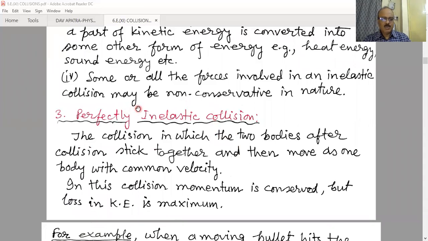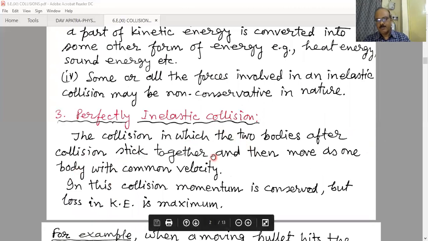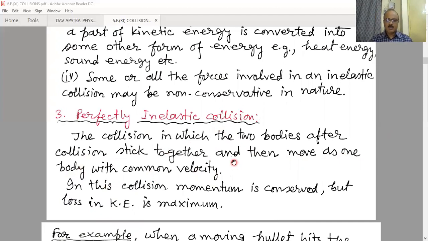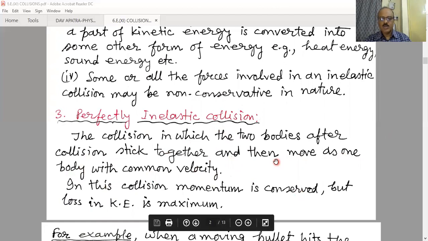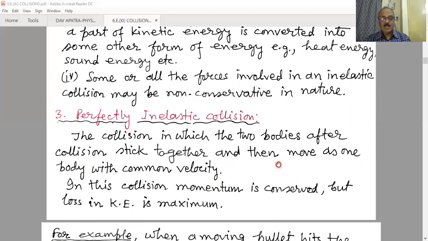Now another type of collision, which is also inelastic but known as perfectly inelastic collision. It is the collision in which the two bodies after collision stick together and move as one body with common velocity. In this collision, momentum is conserved, total energy is also conserved, but there is a loss of kinetic energy, and the loss of kinetic energy into other forms of energy will be maximum.